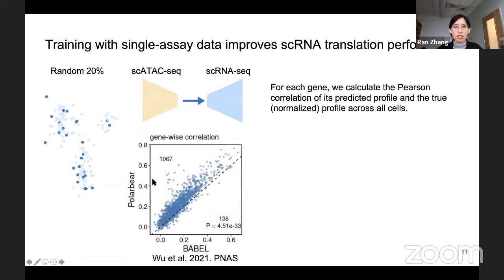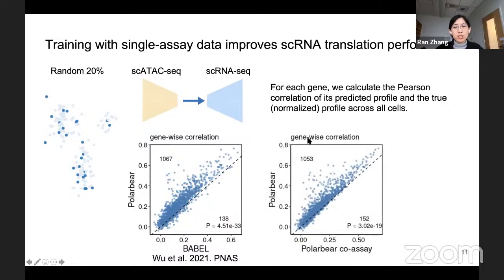We compare Polar Bear's prediction with another state-of-the-art method, Babel, which was published in PNAS this year. Here each dot represents a gene, and we can see that the majority of the genes have improved Pearson correlation when using the Polar Bear model.